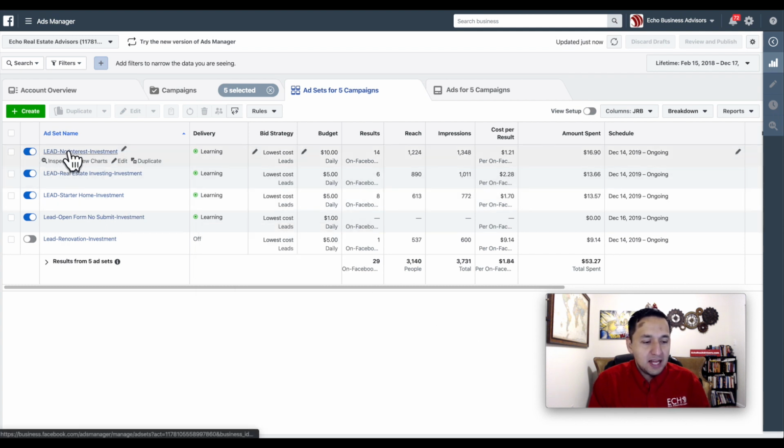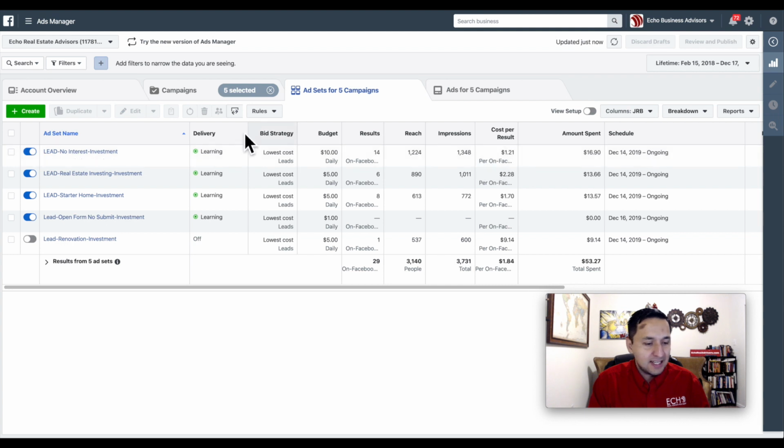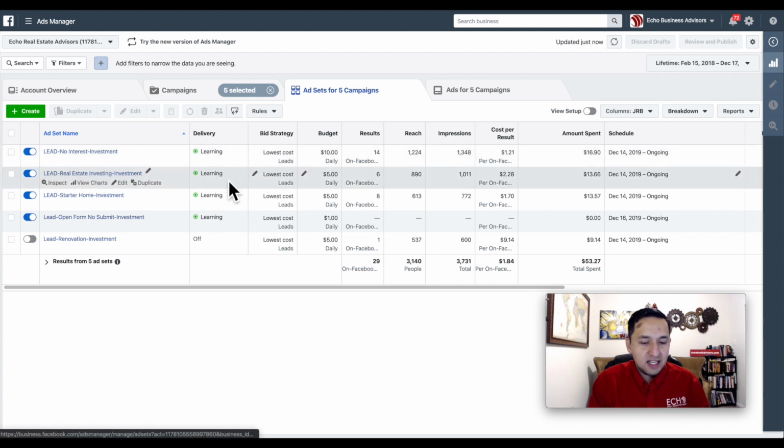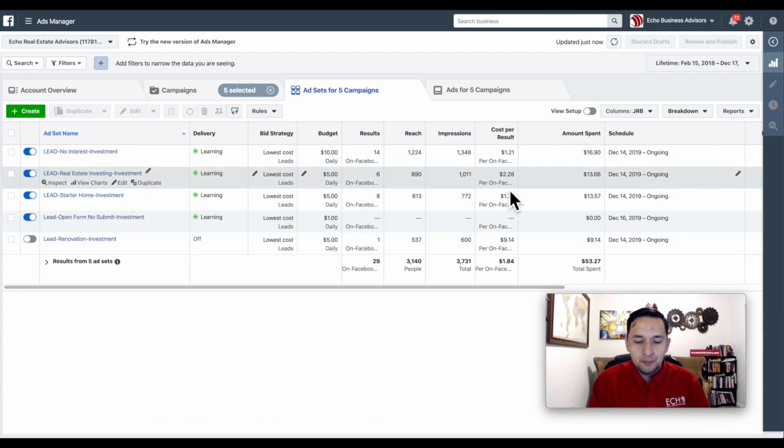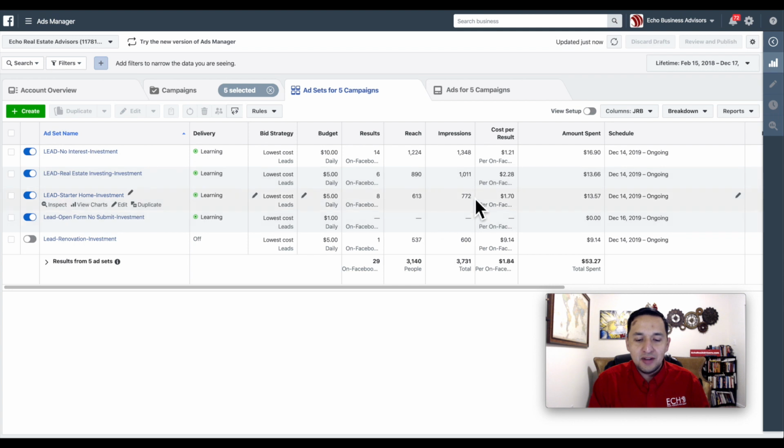The ad set that we had no interest in has 14 results, $1.21 a piece. So as you can see, this one has actually increased on us. Real estate investing, $2.28. And then those that showed an interest of the starter home have $1.70 per lead.